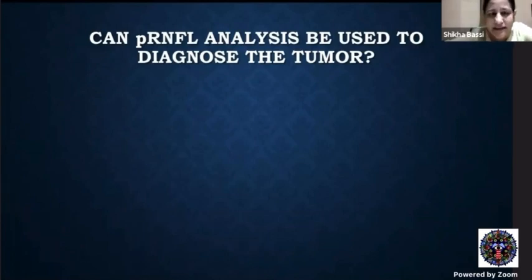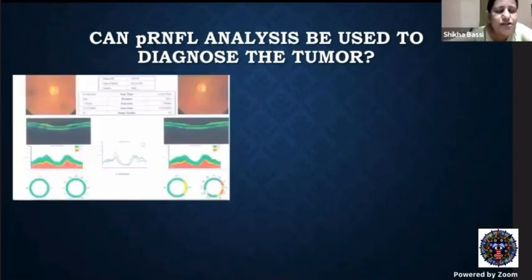Can peripapillary retinal nerve fiber layer analysis be used to diagnose a tumor? Let's see. This is a patient who has a normal optic disc, and we send him for OCT. OCT is normal in this eye. I'm talking about the peripapillary RNFL thickness, and there is thinning in the temporal half of the RNFL in the left eye.